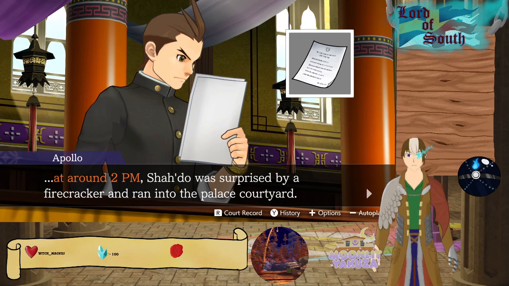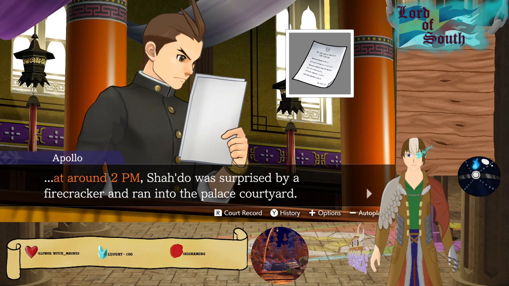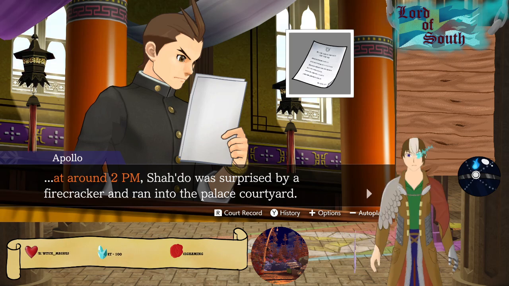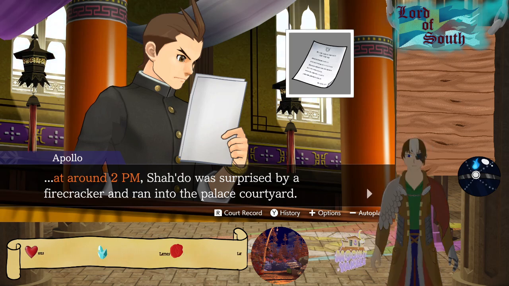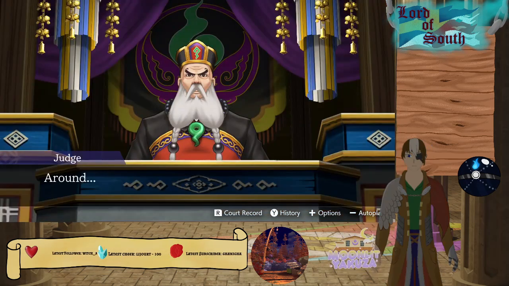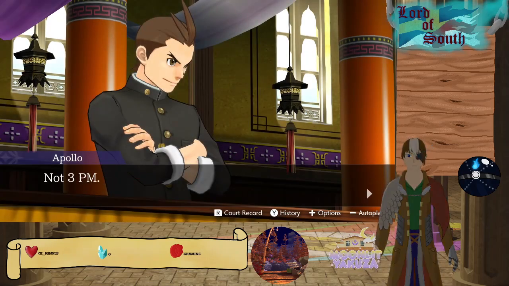But remember when we talked about being a bit far-fetched, if he was actually channeled? It would be far-fetched if Mr. Inga was channeled as a spirit. But remember that she actually saw Mr. Inga go from his room at around 3. But if he died in there, that would be impossible. Around 2 p.m. Shadow was surprised by a firecracker and ran into the palace courtyard. Around 2 p.m. That's right, 2 p.m. Not 3 p.m.